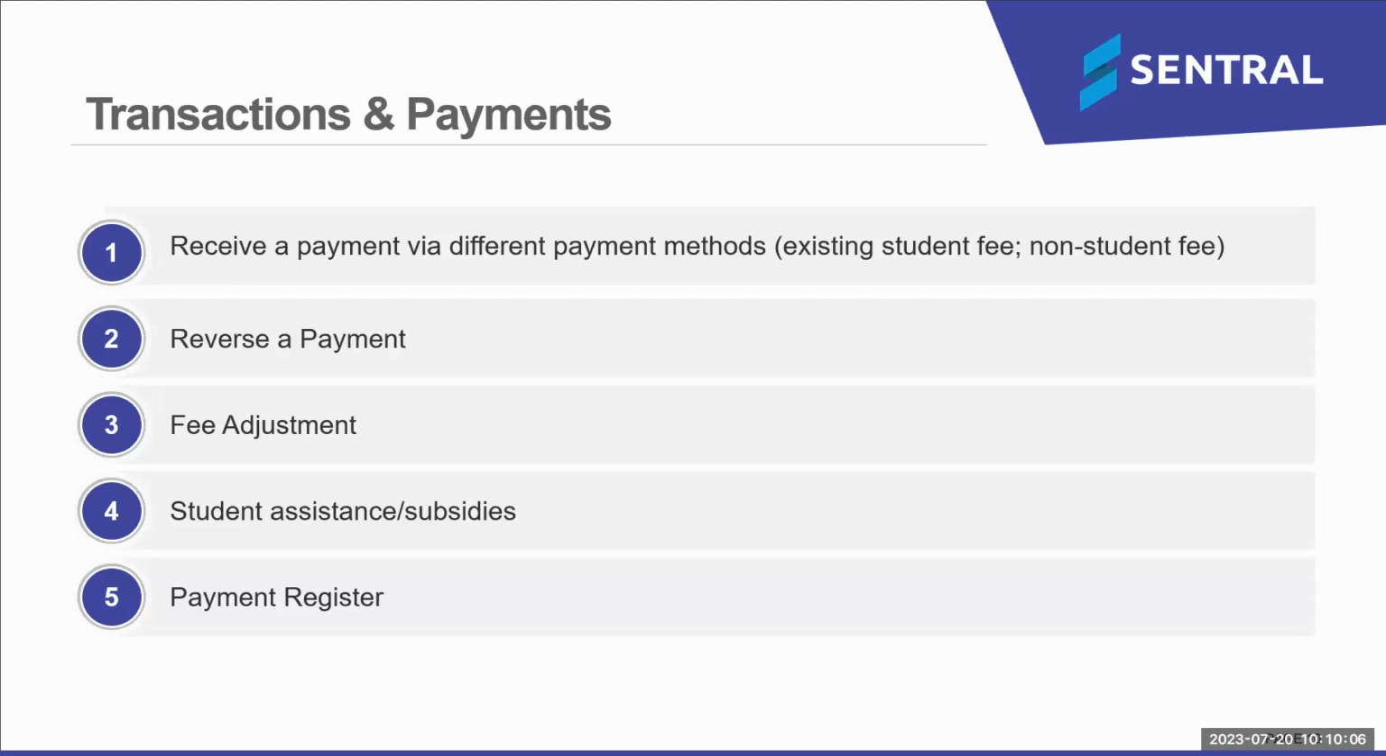It might be something that relates to a purchase from a staff member, or a community transaction that relates to a hall hire. Then we are going to look at how you reverse a payment and adjust a fee, looking at student assistance and subsidies, and last but not least, the payment register.